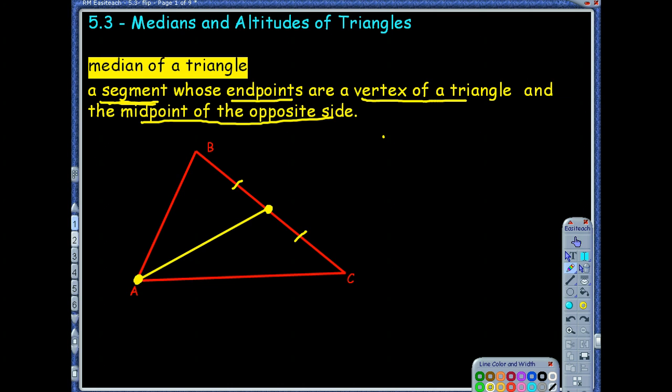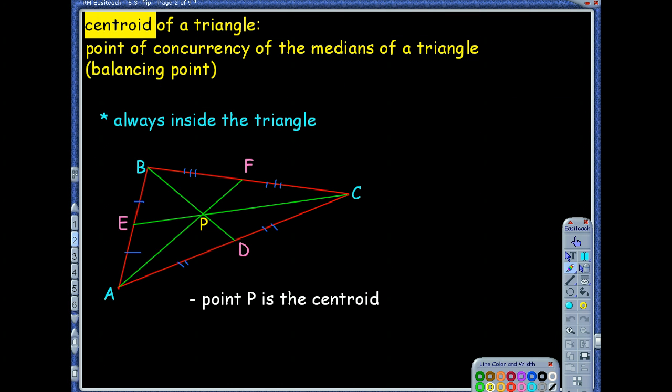Yeah. All right. So what we know about medians is that we have this point of concurrency, which you guys found in class today as well. And the point where all of those medians meet, that point of concurrency, we call the centroid, which to me sounds kind of, I don't know, it just cracks me up. The centroid. It sounds almost a little robotic. It's a weird word. The centroid, again, is the point of concurrency of all of the medians of a triangle. And it's also called the balancing point.